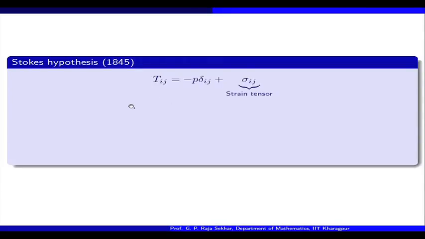So, that means still there is a lack of information. Still we have to reduce the unknowns, right. So, who will do this job? This is very hypothetical. This is the Stokes hypothesis. Stokes has postulated that the stress tensor T i j can be decomposed as this, along the diagonal entries, and then something called the strain tensor. Then what is the structure of this strain tensor? That is the question.